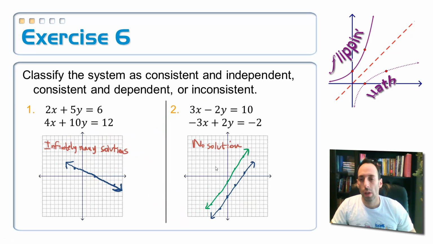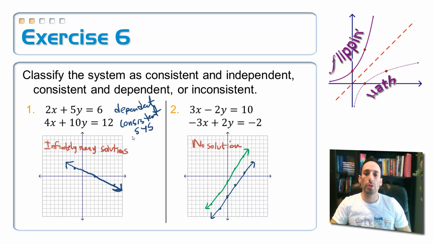On these two, on number 1 over here on the left hand side, whenever I graphed it, it was the same line. If it's the same line, it has lots and lots of solutions, infinitely many solutions, so it is at least consistent. But each one of those solutions depends on just one of the equations. So I'm going to write dependent consistent system.